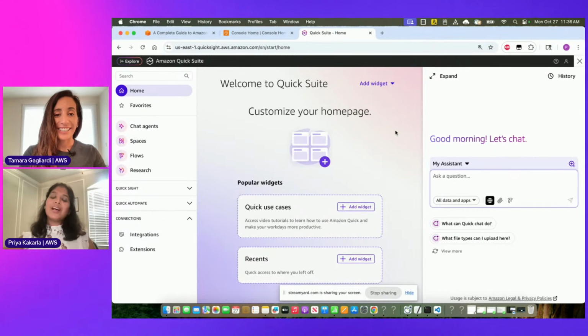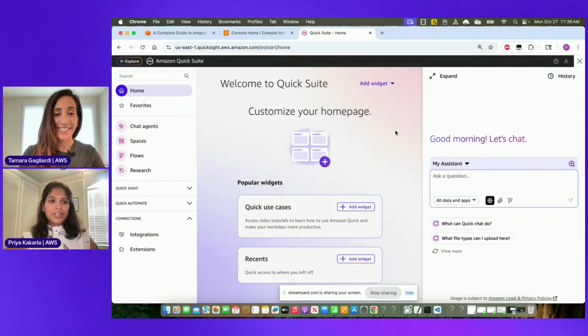So this is how the Amazon Quick Suite console looks like, Tamra. This is the home page, and I'll quickly walk you through some of the features that you see on the left panel, and also we'll talk a little bit about the default chat agent, how you can leverage it. Then we can go into the use case itself that we wanted to discuss today. Does it sound okay to you? Yes, let's jump into it.